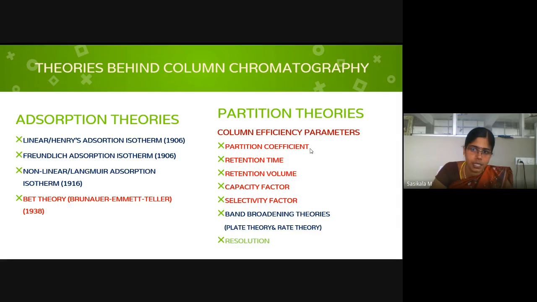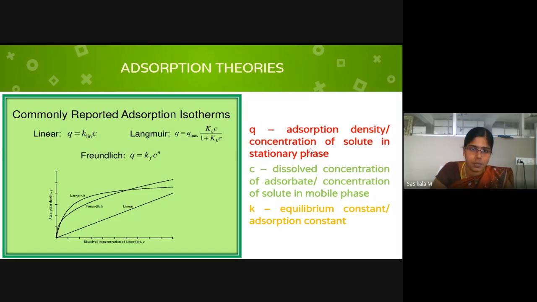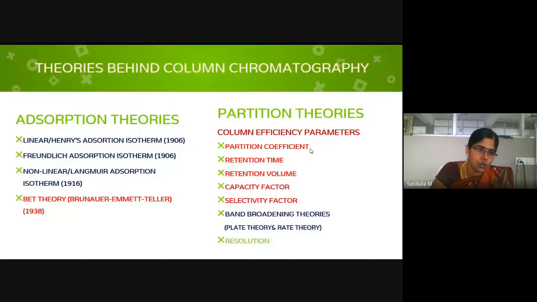The parameters under partition theory that we are going to see are partition coefficient, retention time, retention volume, capacity factor, selectivity factor, band broadening theories, that is plate theory and rate theory, then resolution. These are all the partition theories we are going to discuss. About adsorption theories, there are four adsorption theories I told you. The first three are applicable for solid liquid adsorption, whereas BET theory is applicable for gas solid adsorption. Apart from gaseous techniques, other techniques follow the other adsorption theories, where BET theory is meant for gaseous molecule adsorption and the others are for solute molecule adsorption.